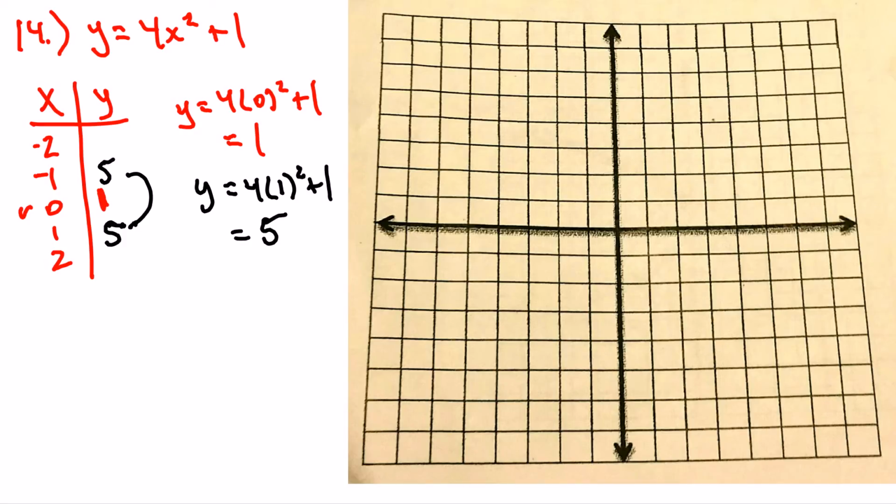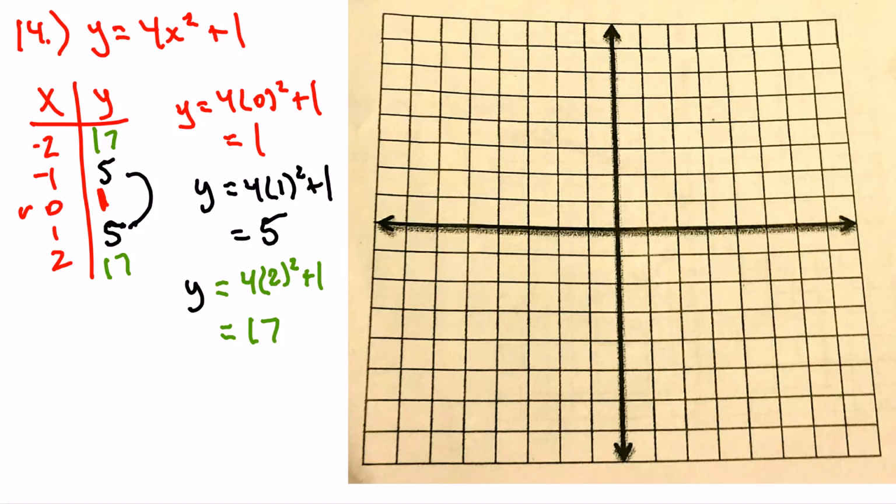See how I'm going to plug in both of them? And now I'm going to plug in 2. 4 times 2 squared plus 1. 2 squared is 4. 4 times 4 is 16. 16 plus 1 is 17. All the way over there, there's 17. I got my points.